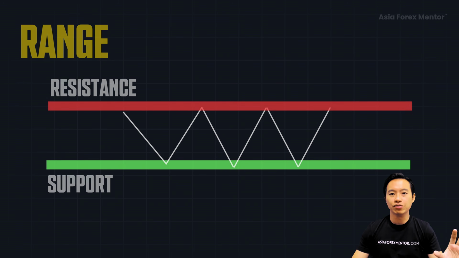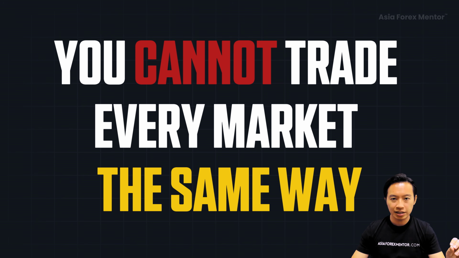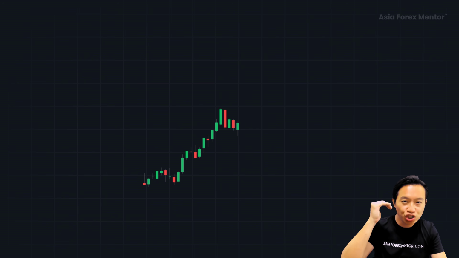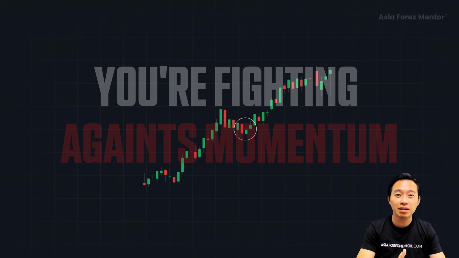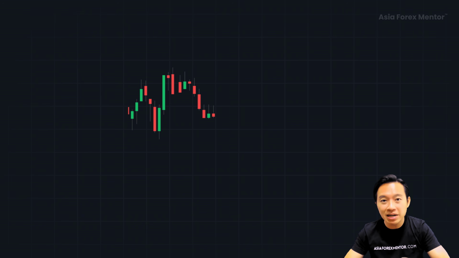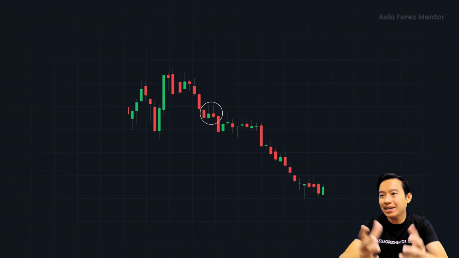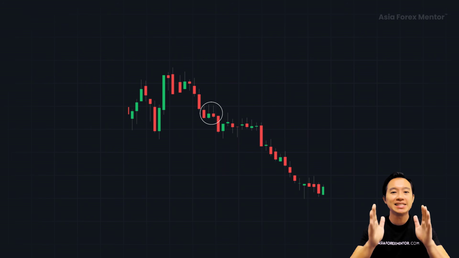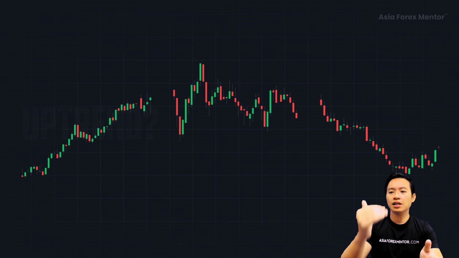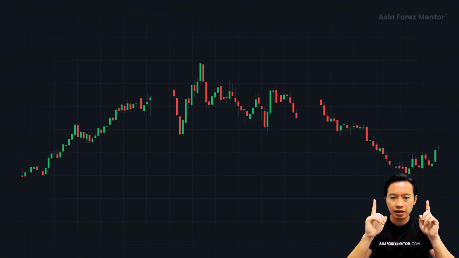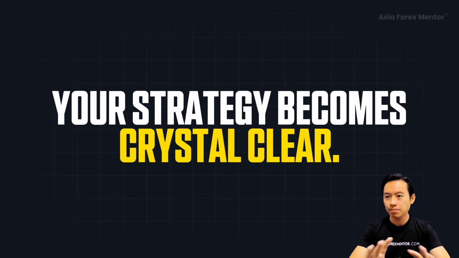So here's the deal. You cannot trade every market the same way. If you are trying to short a strong uptrend, you're fighting against the momentum. If you are trying to buy randomly in a downtrend, that's asking for trouble. So before placing any trade, you gotta take a step back and ask yourself, where are we? Is it an uptrend, a downtrend, or is the market right now stuck in a range? Once you know that, your strategy will become crystal clear.